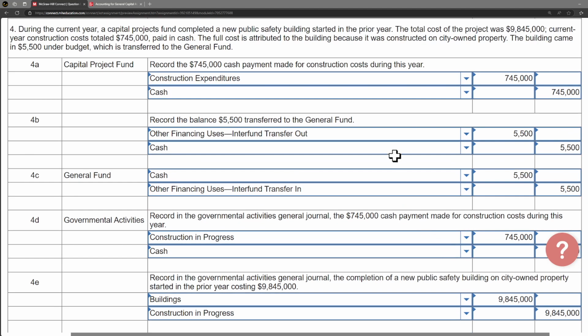When we look at the capital project fund, all we're doing is recording this year's expenditures. So cash becomes an expenditure. Now the amount left over ends up being transferred out. So we take the cash out of the fund, right? So that's a credit to the cash of this fund. And we set it up into this sort of temporary account, the transfer out, and then the general fund transfers it in and books the cash.